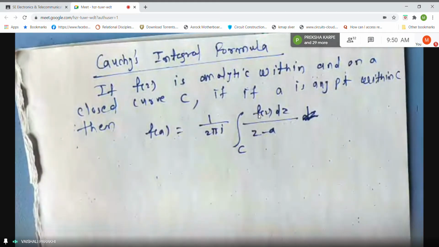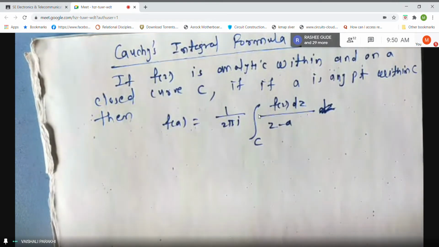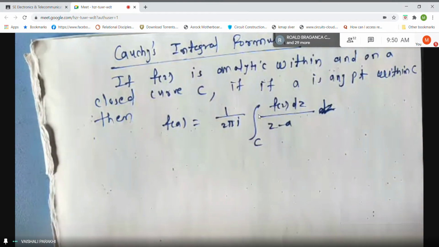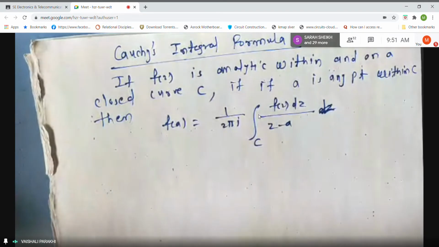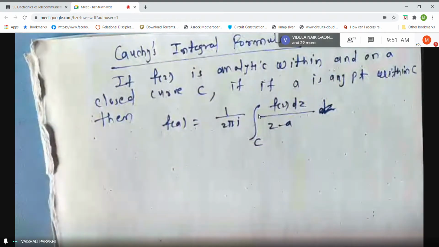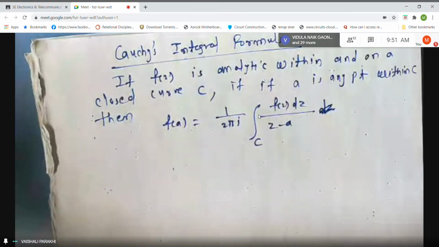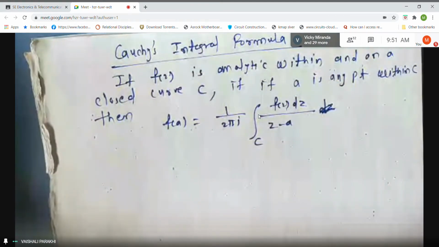Now see, practically when you use this formula, what happens here is, what will be the region, that is the main important thing. Then what are the poles? What is the point lying inside the curve? So you have to think in all these possible directions when you are actually solving the problem.